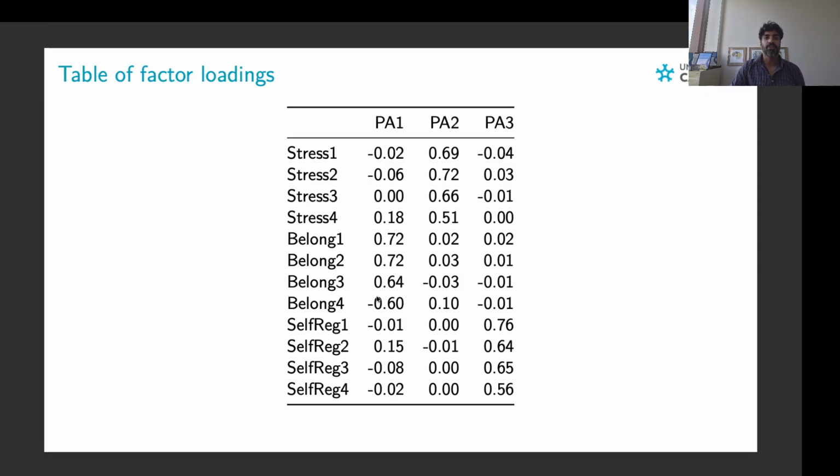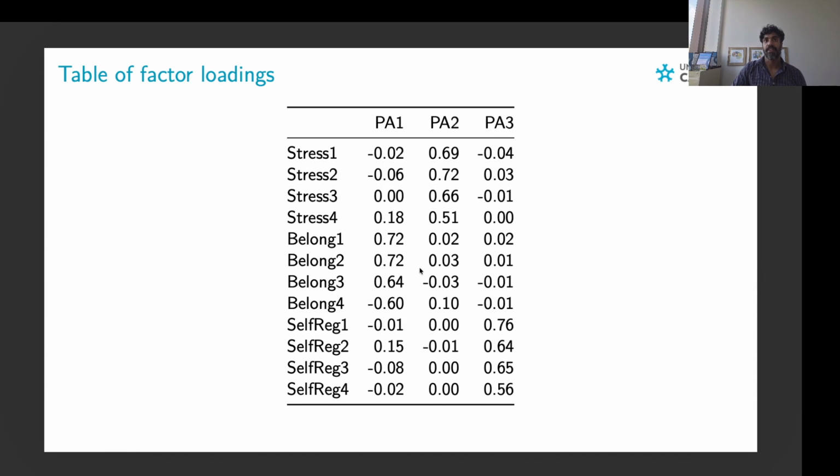For belonging 1, 2, 3, 4, that loads really nicely onto factor 1. None of the others load onto it very well. And for self-regulation 1, 2, 3, and 4, loads really nicely onto factor 3. So we have a really clean factor structure here, and no cross-loadings that are occurring, and so this would be something that you'd be happy with statistically.